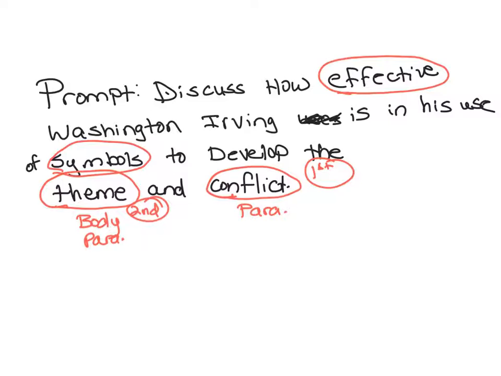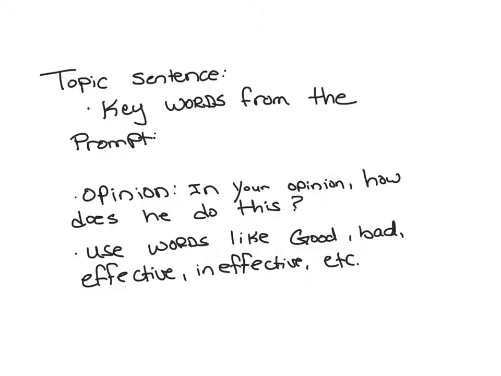All right, so the first thing that you're going to do is figure out your topic sentence. That's the first sentence of your paragraph. Don't do anything until you know your topic sentence. I'm going to switch to red. In order to write a topic sentence, you have to use keywords from the prompt.